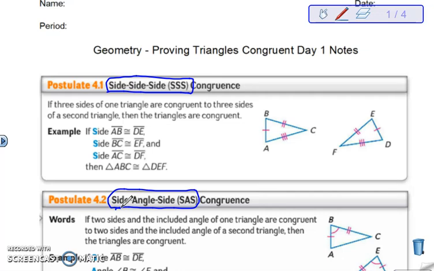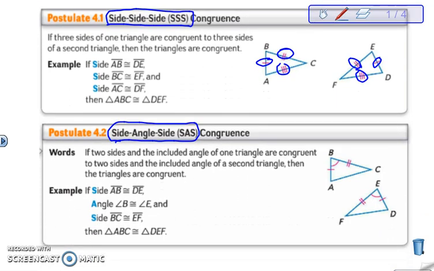Side-side-side I feel like is the most straightforward. Basically it tells us that if you have two triangles where each of the corresponding sides are congruent to that of the other triangle, then you have to have congruent triangles. In other words, if I have two triangles with the exact same set of side lengths, then they have to be congruent. I feel like that's mostly common sense. Otherwise, there's no way that you could make them congruent, right? If all three sides match, the angles are going to have to match, or else everything's not going to line up the way we want it to.